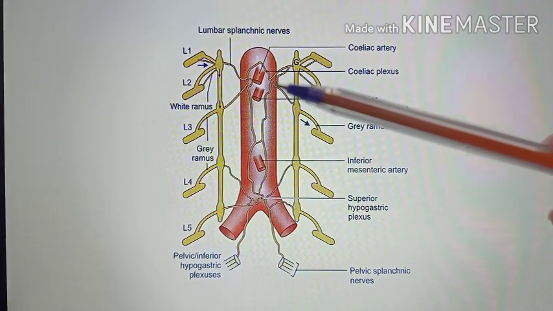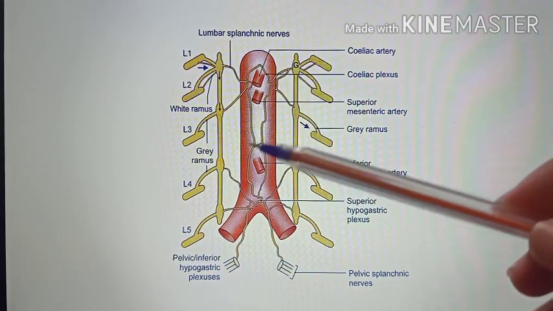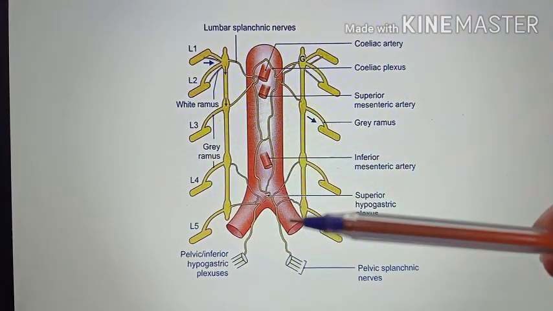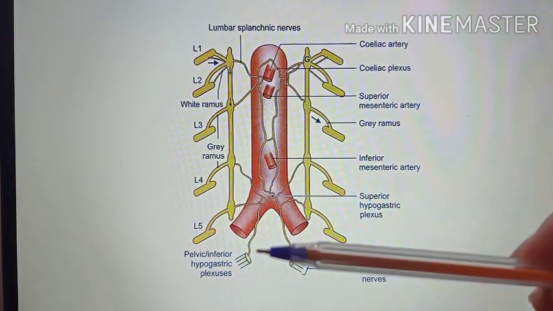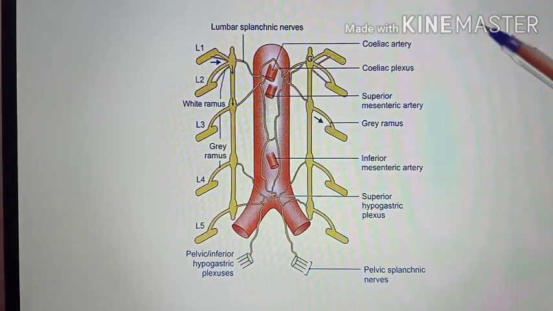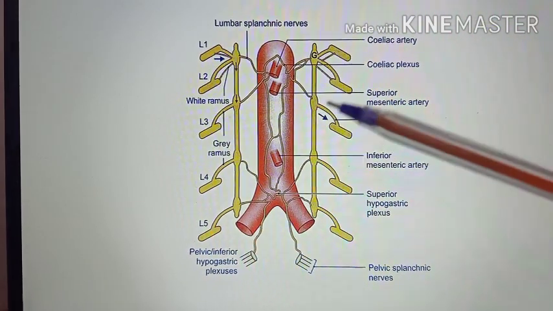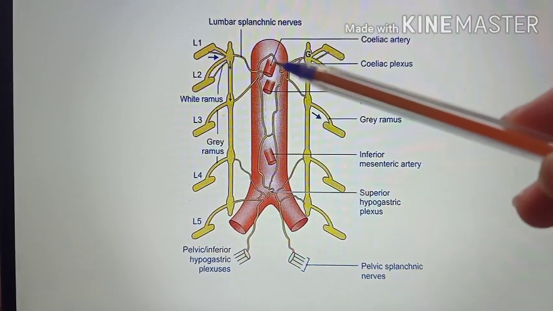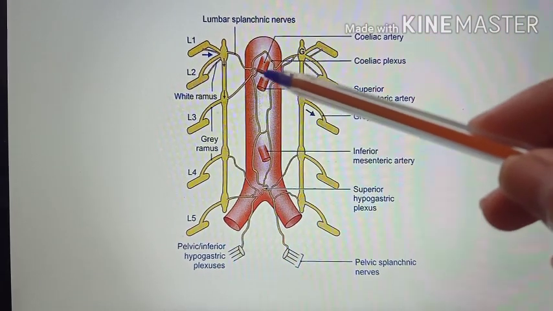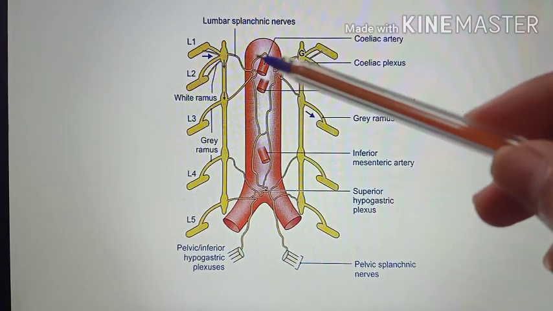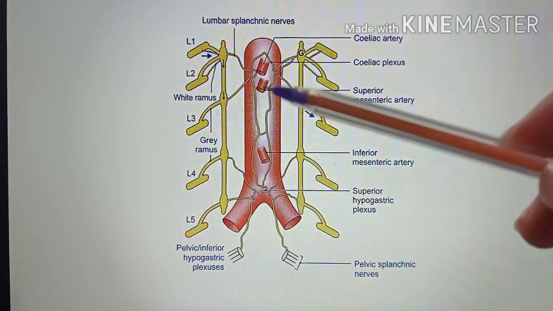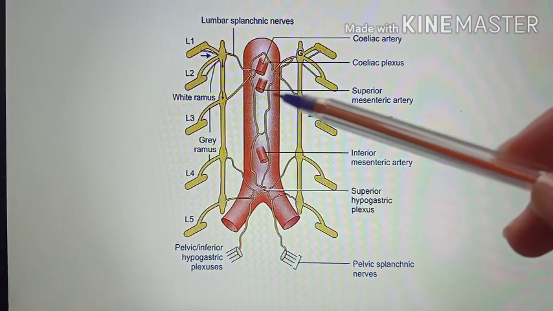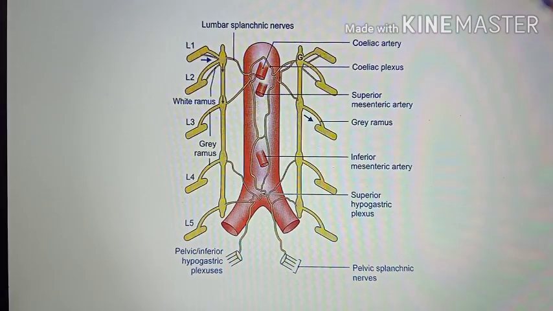Now we will study the anterior relations, that is, the structures present in front of the abdominal aorta. Anteriorly, from above downwards, the abdominal aorta is related to the following structures. First is the origin of the celiac artery. Second is the celiac plexus of nerves; you can see these nerves surrounding this artery. Then you have the origin of the superior mesenteric artery. The other relations we will see in the next slide.